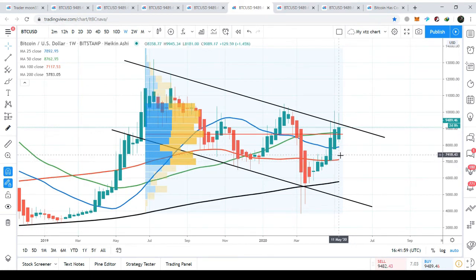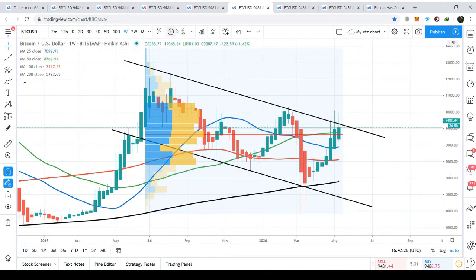Then in case of breaking down this support, it can retest the 200 simple moving average support, the strongest support ever in the history of Bitcoin that has never broken down. I have shown you in many previous videos that this support has never broken down since it appeared in the history of Bitcoin. At this time it is at $5,700, and after that it can have another very strong bounce.